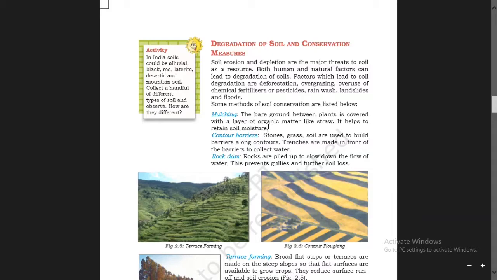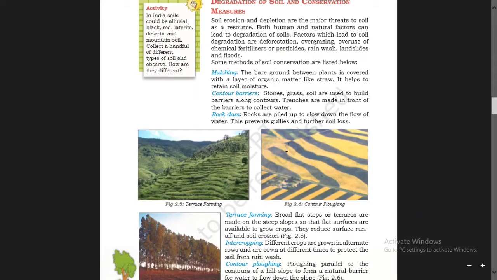Contour barriers. Stones, grass, soil are used to build barriers along contours. Trenches are made in front of the barriers to collect water. So in order to collect water, several trenches are made and stone, grass, soil are used to build barriers along contours.